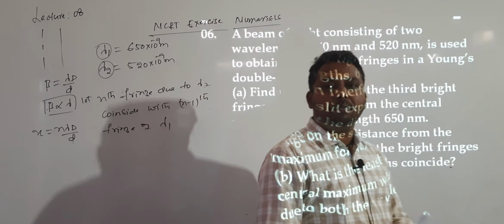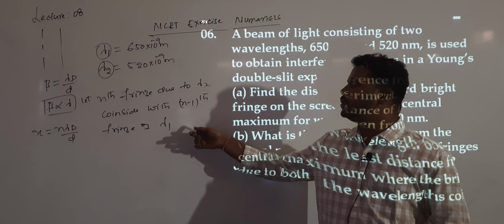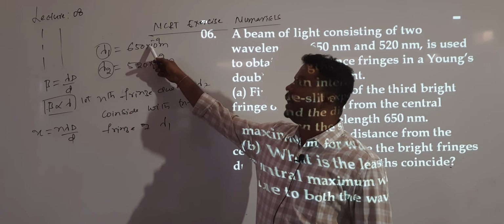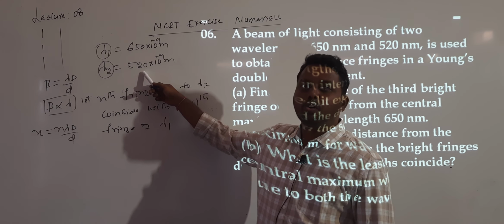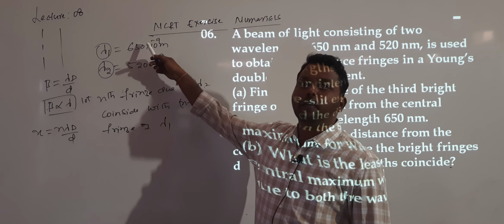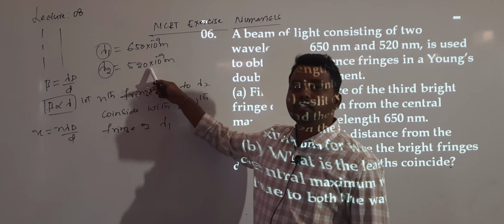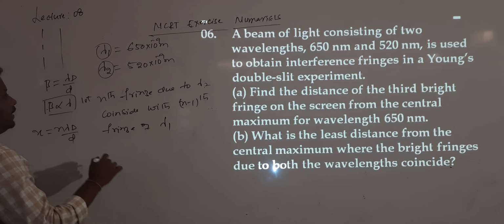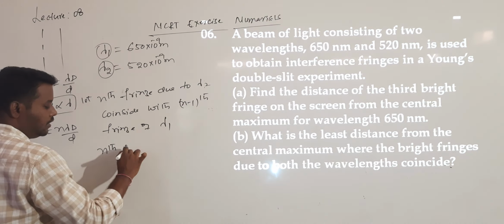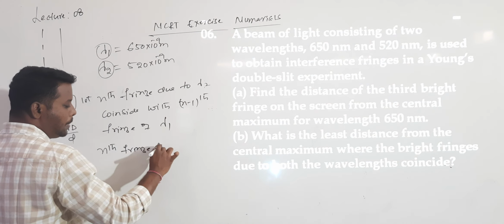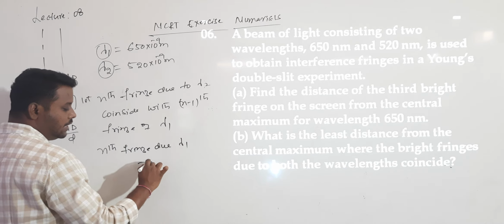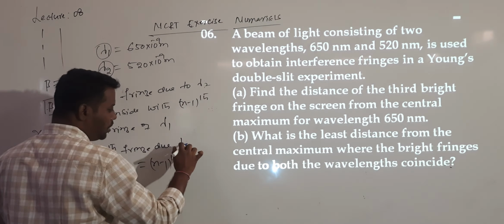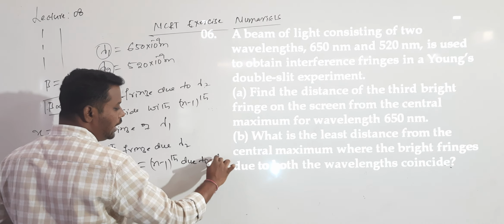Why take nth for lambda 2 and n minus 1th for lambda 1? Since lambda 1 is greater than lambda 2, the fringes due to lambda 1 will be wider and lambda 2 fringes will be narrow. So lambda 2 fringes will be more compared with lambda 1. If this is the fifth fringe, then it will become the fourth fringe. That's why I have written it. So the nth fringe due to lambda 2 coincides with the n minus 1th fringe due to lambda 1.